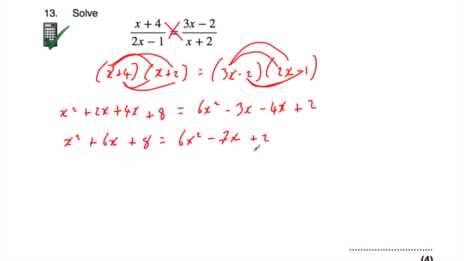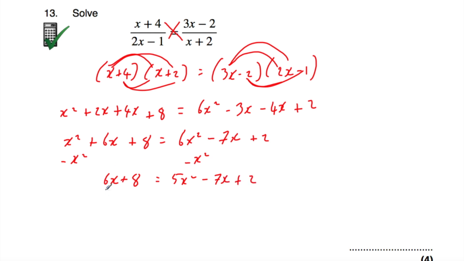So here we've got quadratics on both sides of the equation, so it'd be quite useful if we made it equal 0. Because we've got 6x squared and x squared, let's make the left-hand side of the equation equal 0. So let's take away x squared from both sides of the equation. If we do that, we'll get on the left-hand side 6x plus 8, and then equals 6x squared take away 1x squared, which is 5x squared minus 7x plus 2.